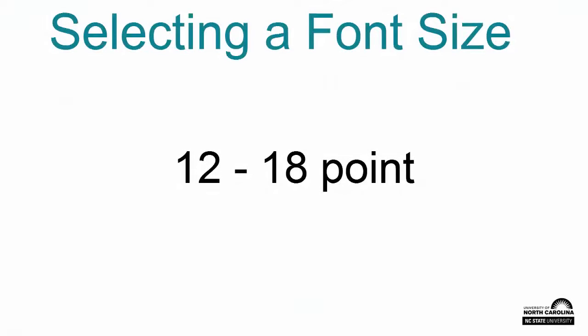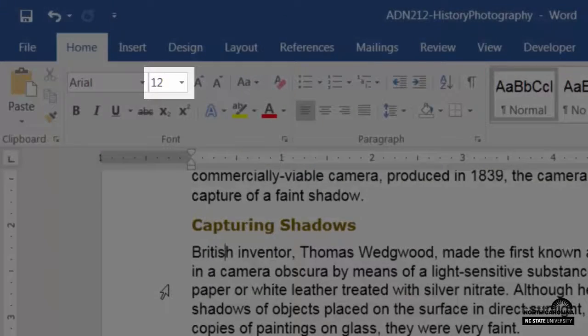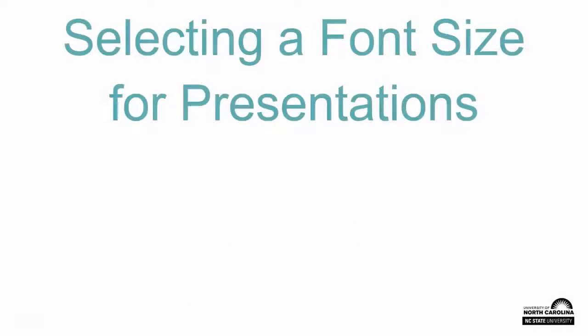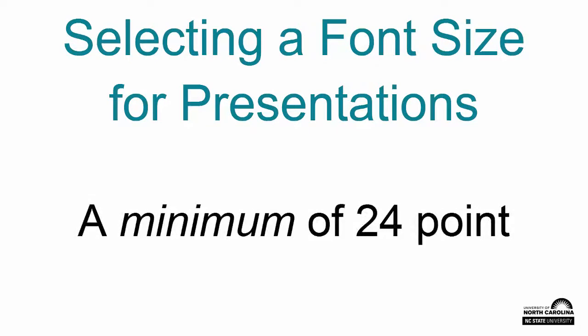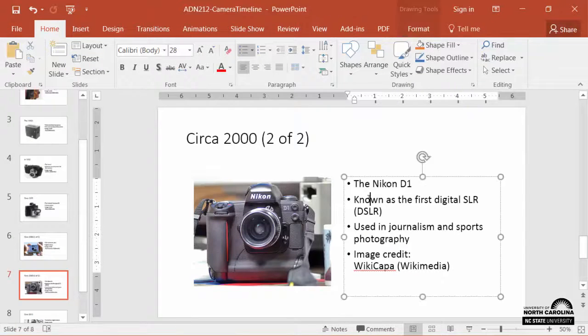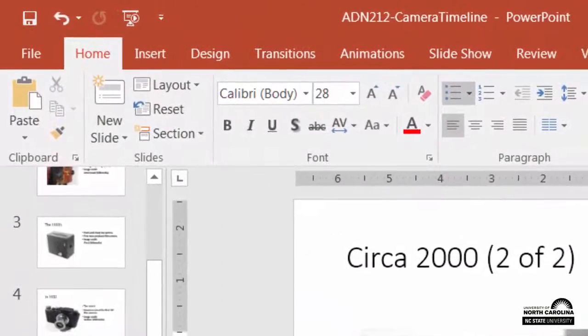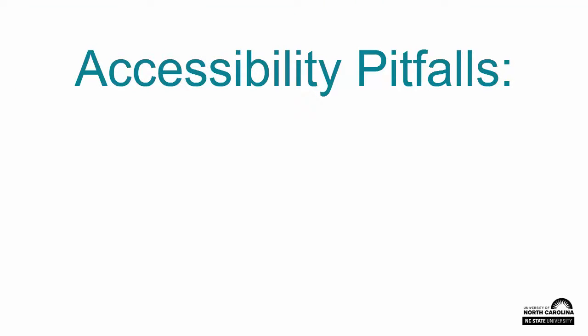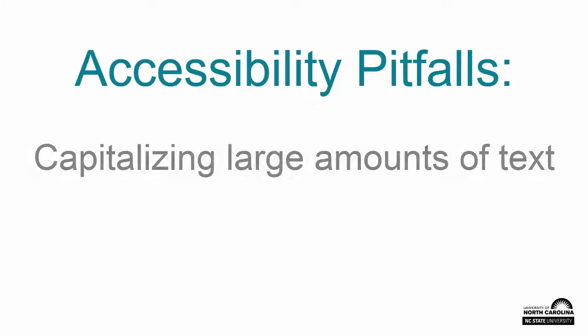A good rule of thumb for documents is to use a font size that's between 12 and 18 point. This font size looks pretty good. In presentations, the minimum font size should be 24 point. I'll place the cursor in this list to check on the font size. Great, it's 28 point. As you review your typed content, check to see that you've avoided these 3 accessibility pitfalls.